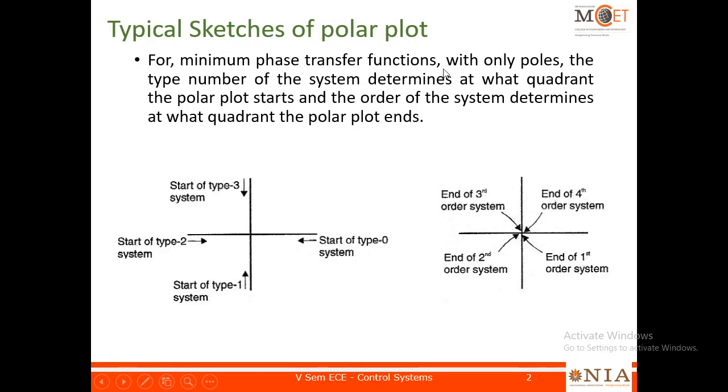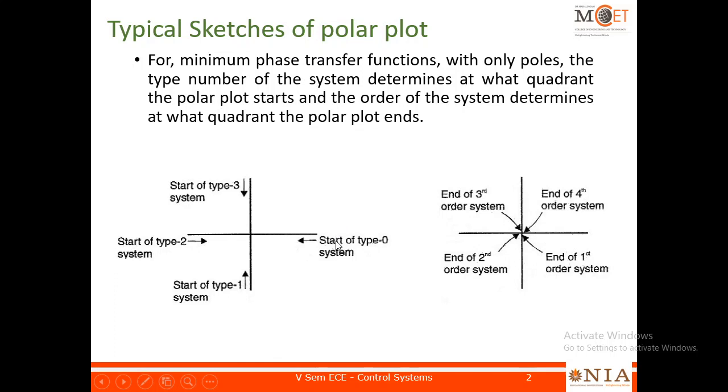That means the transfer function which has only poles. So if your transfer function is going to have only the denominator polynomial, that is only poles, then these two diagrams will help you to find where your polar plot is going to start and where your polar plot is going to end. If your given system is of type 0, you know what is meant by type. A type is nothing but the number of poles lying at the location 0, and order is nothing but the highest power of the denominator polynomial. So that is your order.